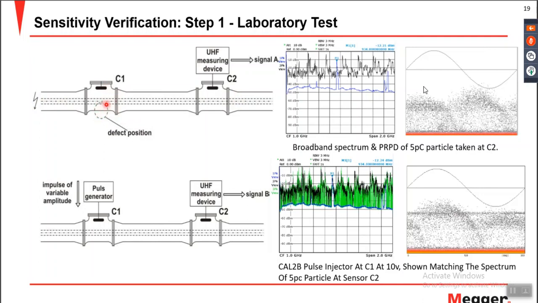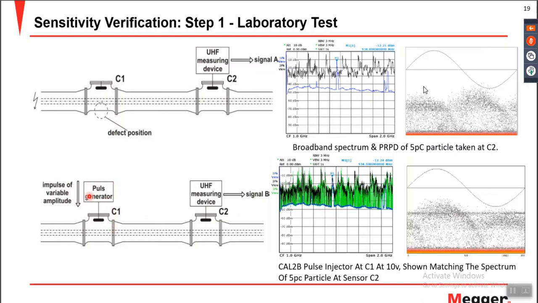Once this defect is generating 5 pC discharges, the UHF sensor C2 is connected to the UHF measuring device, which can be a spectrum analyzer or our supplied PD measuring instrument, and the measurement is taken in terms of a PRPD measurement or a frequency spectrum of that real 5 pC discharge signal. After this measurement is taken, the voltage is no longer applied to the GIS, and now we bring in a pulse generator, connected exactly at C1, which can vary the impulse amplitude, like 2 volt, 5 volt, 10 volt, 20 volt. Depending on the GIS manufacturer, this voltage is different.